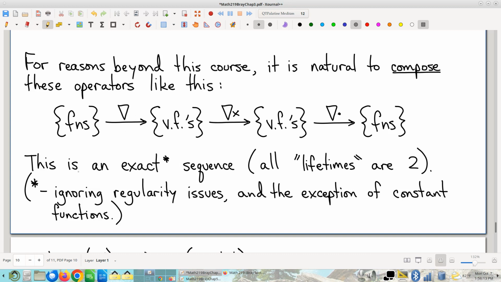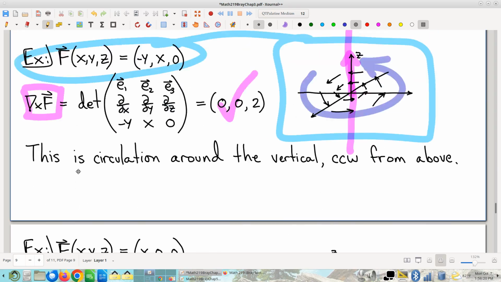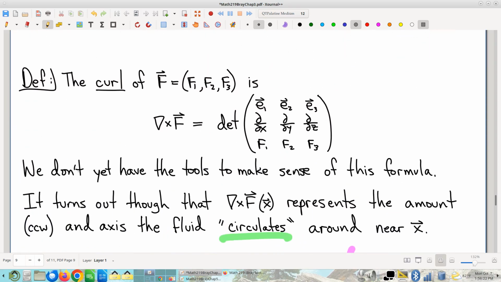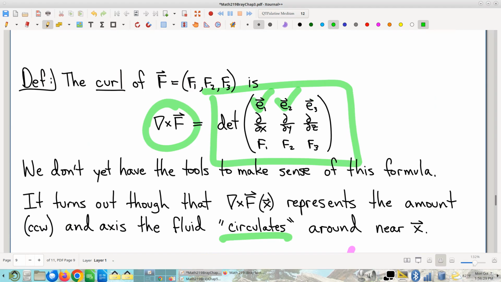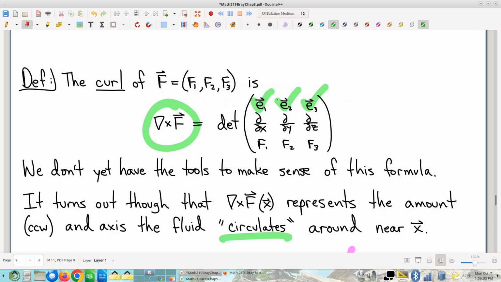Did you have a quick something? Oh, yeah. Like, why do you call curl a vector field? Isn't it just a vector? Nope. When you compute this curl, notice what you're going to get is a bunch of terms, every term of which is going to have either an E1, E2, or E3 in it, and those are vectors. Yeah. Okay. So the curl of a vector field is a vector field.